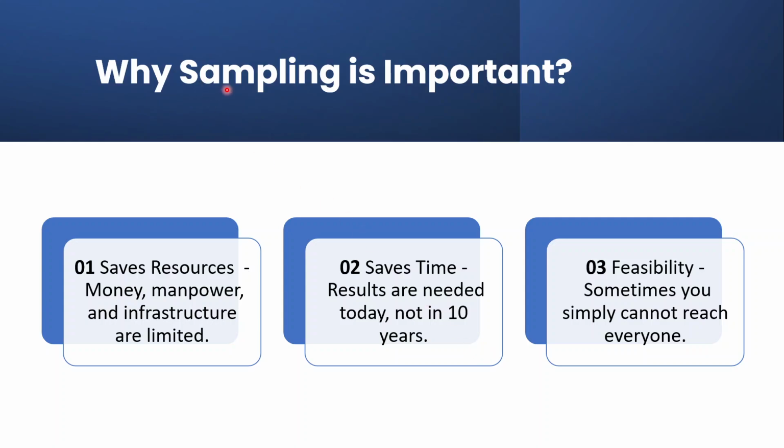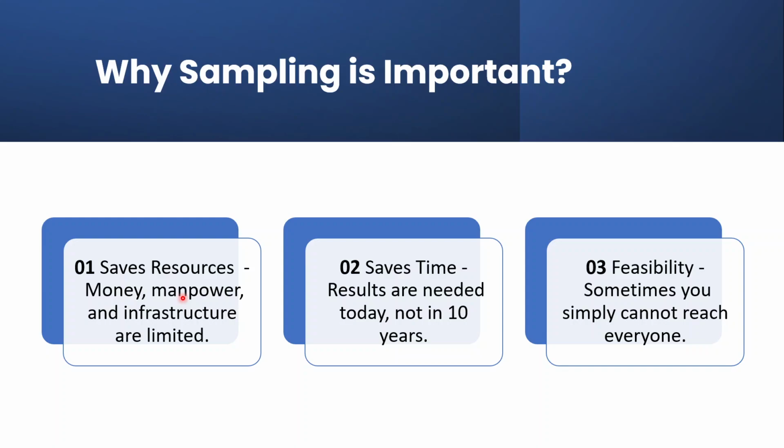So why is this sampling so important? Why do we have to perform sampling? First and foremost reason is it saves resources. Whenever you want to collect data, then obviously you will have expenses or expenditure, which is in terms of money, in terms of manpower. You will have to put in effort, you will have to invest money for collecting the data.